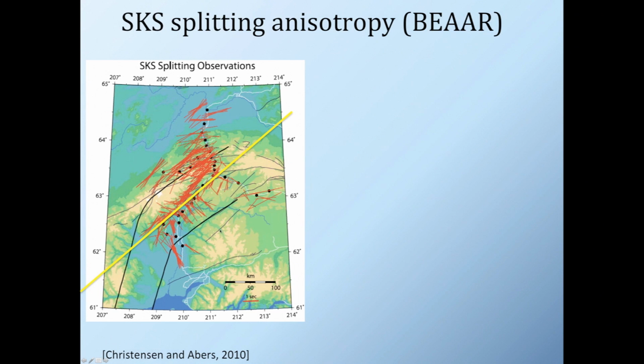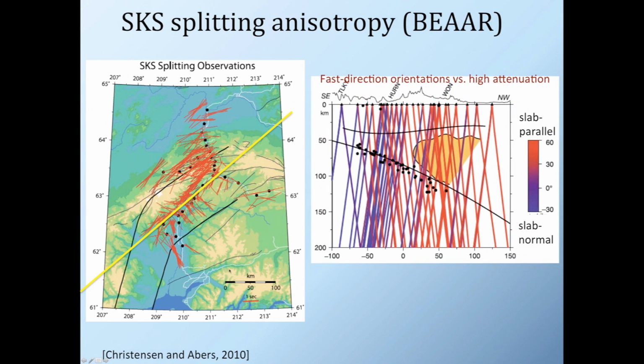If we look at this in cross section now, going sort of in the obvious cross-sectional direction, the black line is the slab surface. The yellow area is that area of high attenuation I showed in the last set of slides. These colors then show the azimuth of shear wave splitting. And what we're seeing is as it changes from blue to red, so this change from slab normal to slab parallel, happens very close to where we get into this hot flowing part of the wedge.